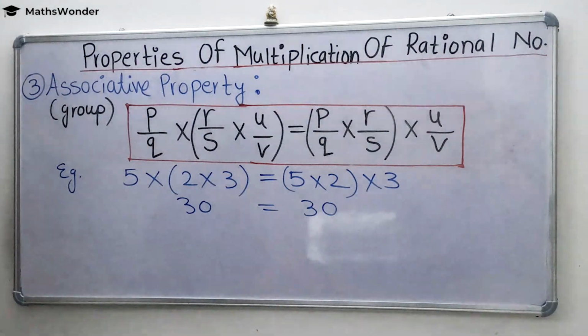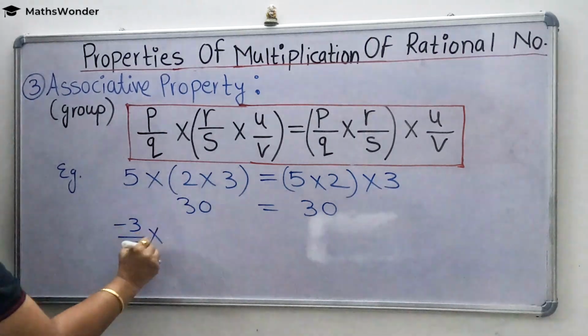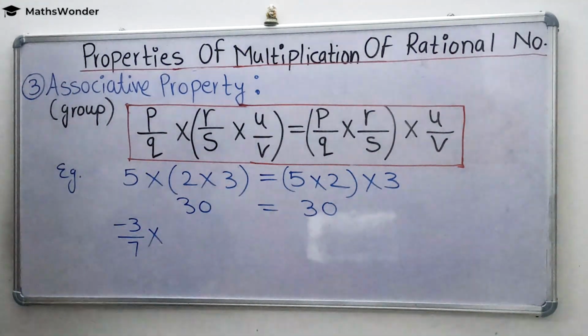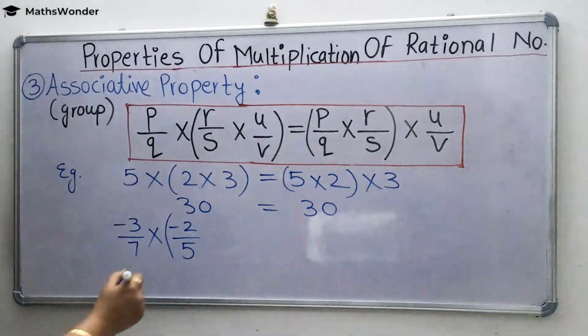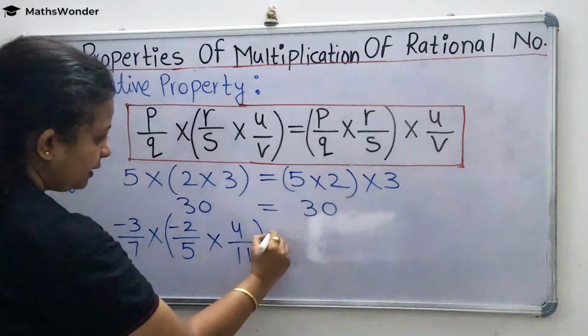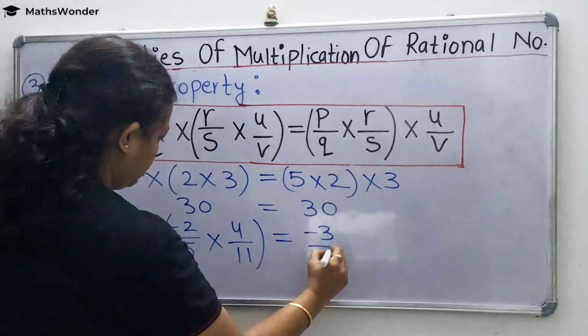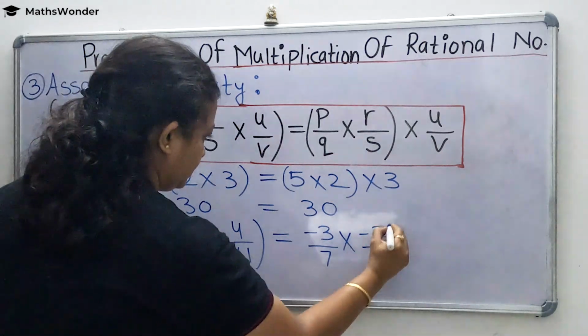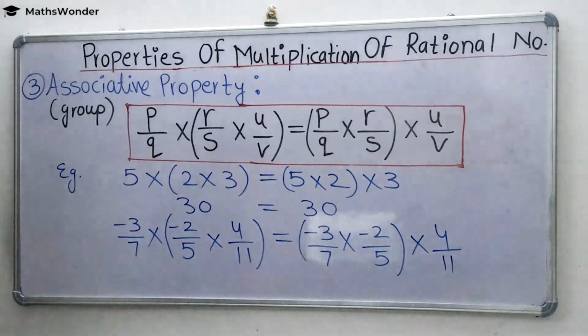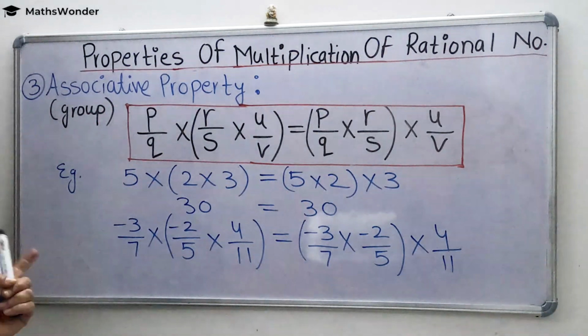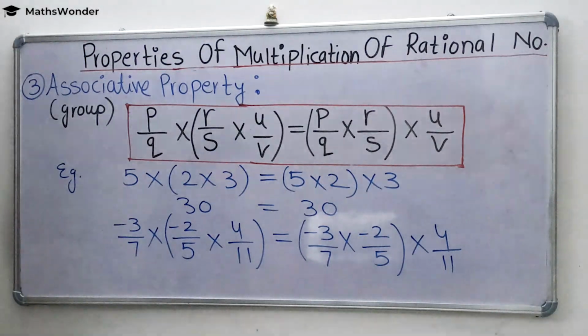Okay, now integers also you can take it. I am taking directly the rational number example. Suppose the rational number example is negative 3 over 7 times negative 2 over 5 times 4 over 11. Now I am changing the group and see the answer. When we change the group, two or more rational numbers can be grouped in any order to find their same product. Basically, the answer remains the same if you change the group.